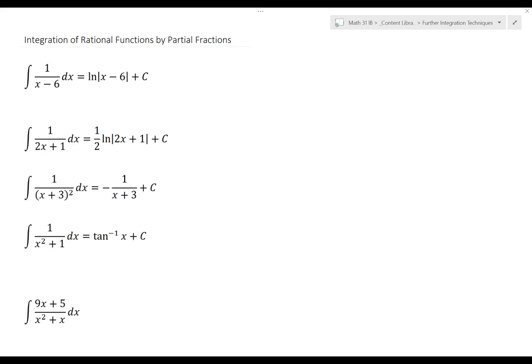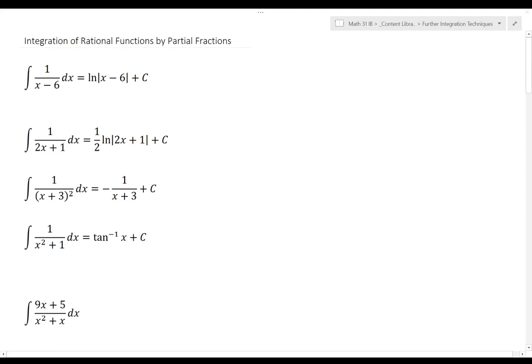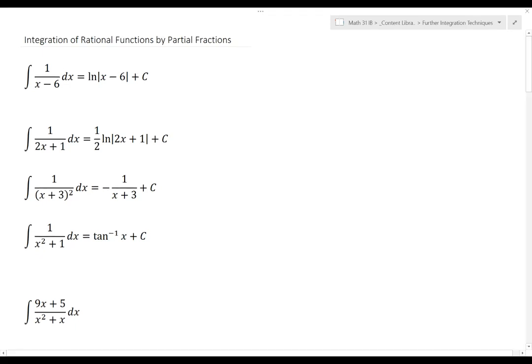So if I'm integrating a rational expression in which I have a denominator that is a linear binomial with the derivative 1, so for example, this one that I have here, 1 over x minus 6. X minus 6 has a derivative of 1. So it's essentially the same as if I just had 1 over x, which means that the antiderivative is the ln of the absolute value of x minus 6 plus c.